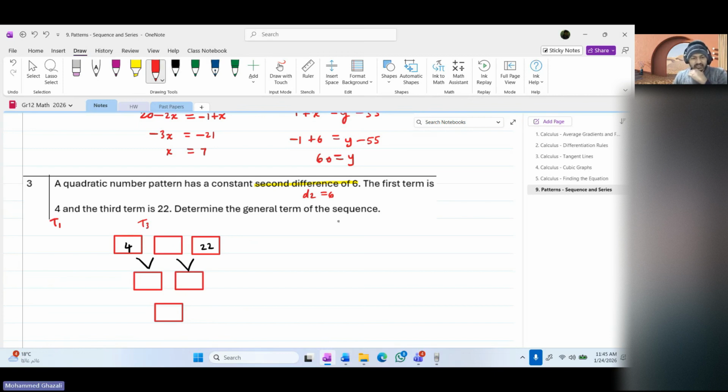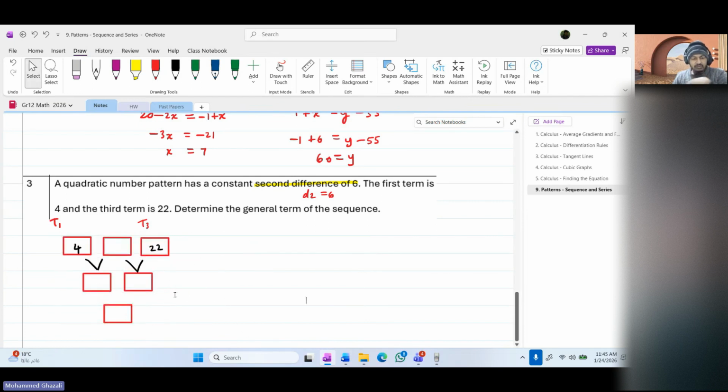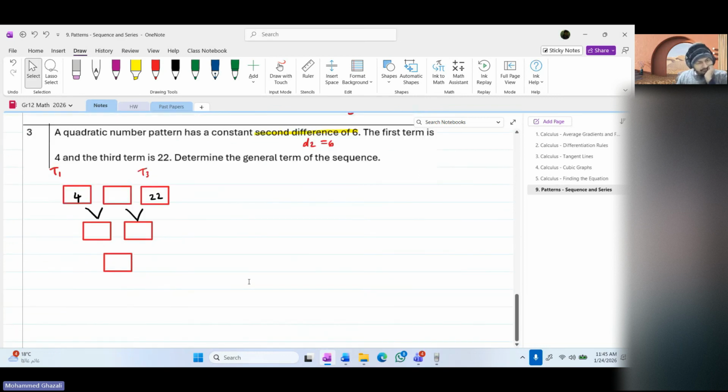Determine the general term of the sequence. How can we find the general term if we don't even have term 2? So we need to find term 2 first. That's our first problem. So let's call term 2 x. And remember what was your second difference? The second difference is already 6. So I will put this answer equal to 6 because I'm putting x here. Then this here will turn out to be x minus 4, and this will become 22 minus x. And then what will your second difference here be? Let me make this block bigger. It's kind of like subtracting now.